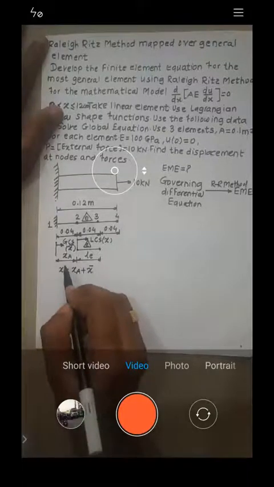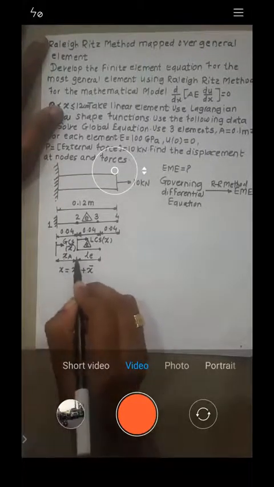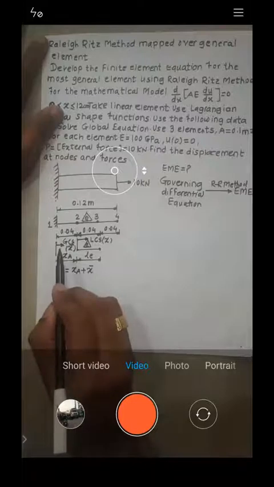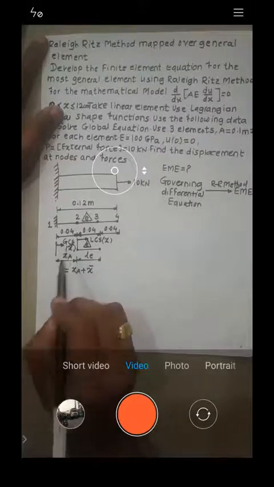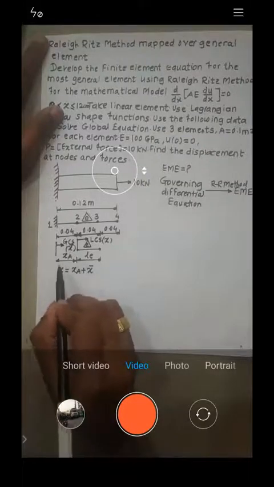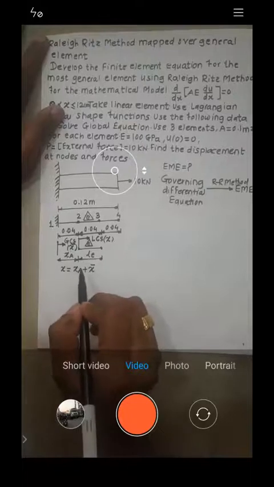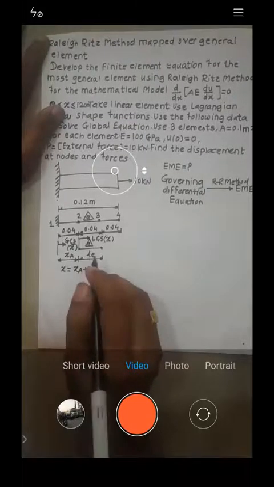See, how will you get the local position? You need to add this distance, because there is a distance between global and local, which is XA. So if you want the local position, you need to have what? Tell me.